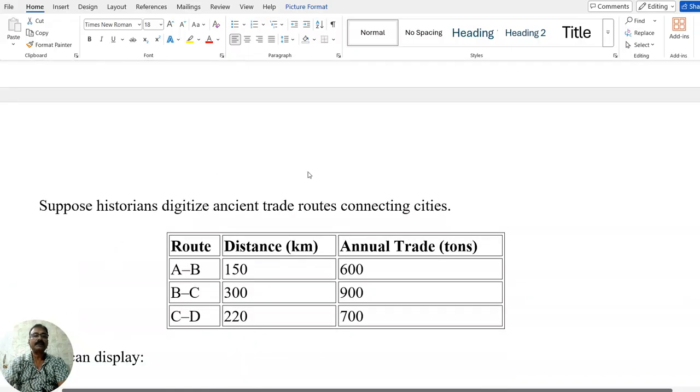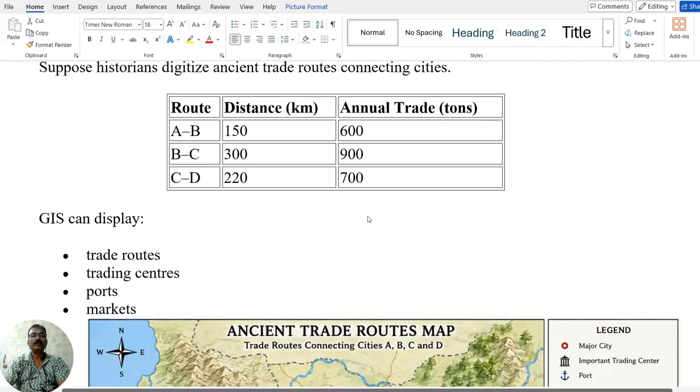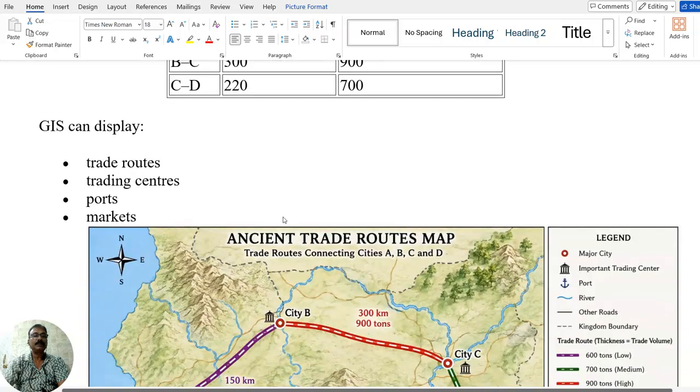Suppose you have collected this data from your previous records or documents. The routes are A to B, B to C, and C to D, and the distances are also given. A to B distance is 150, B to C distance is 300, C to D is 220, and the annual trade is also given: 600, 900, 700 tons.